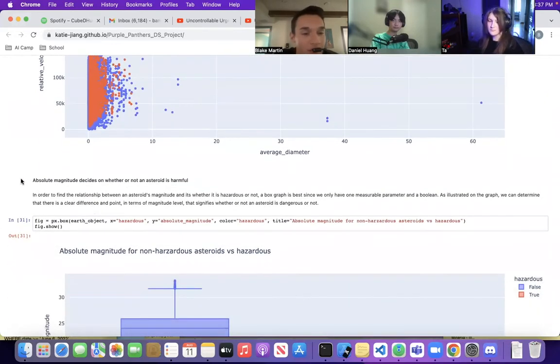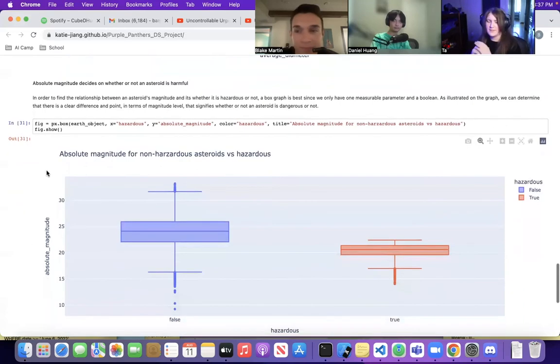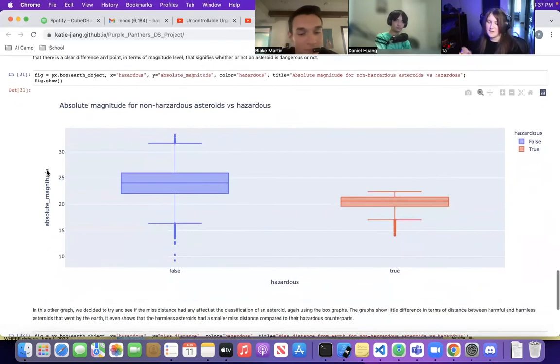Autumn, if you want to take us through the next section. In order to find a relationship between the asteroid's magnitude and whether it's hazardous or not, a box graph is the best way since we only have one measurable parameter and a boolean. As illustrated on the graph, we can determine that there's a clear difference in terms of magnitude level that signifies whether an asteroid is dangerous or not. However, unlike the previous ones, there is a bit more separation, but there's still a bit of overlap.